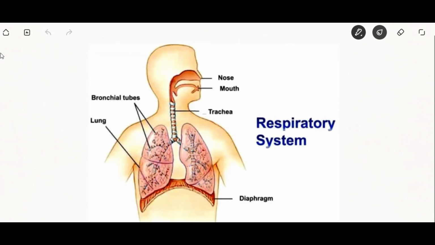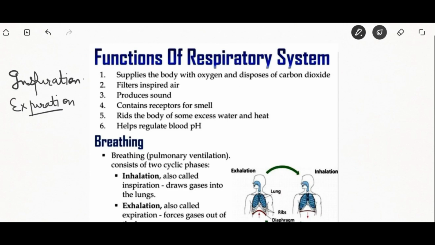So this figure represents the respiratory system. What are the functions of the respiratory system? Number one, it supplies the body with oxygen and disposes of carbon dioxide. It filters inspired air, produces sound, contains receptors for smell, helps to regulate blood pH, and rids the body of some excess water and heat.